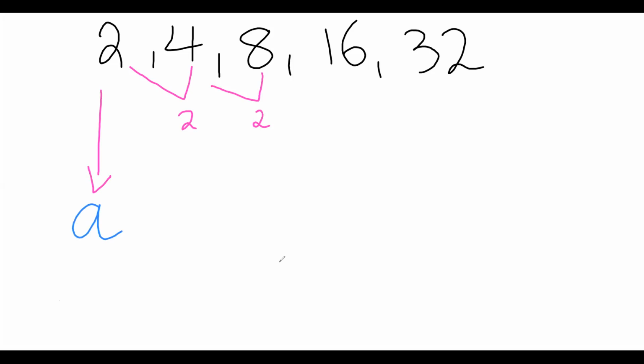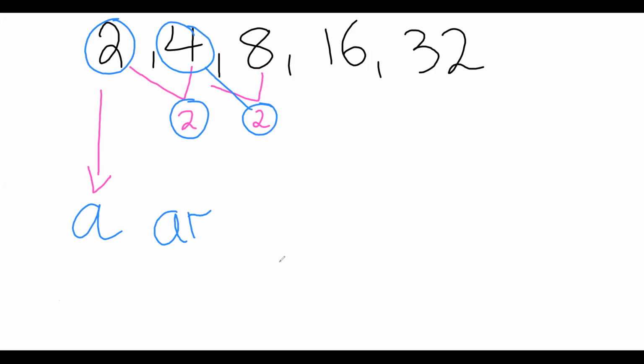Then how can we get 4? If we know that the first number is 2, how can we get 4? Multiply by 2. So you multiply A by R. And how can you get 8? You multiply by 2 also. So we multiply AR by R. Is it right? Yes.